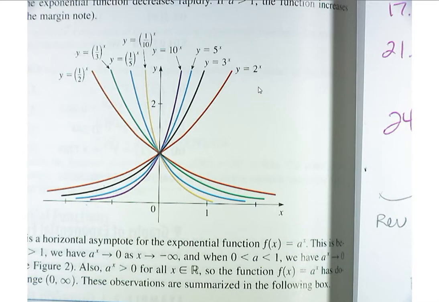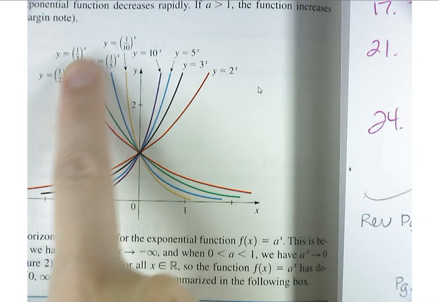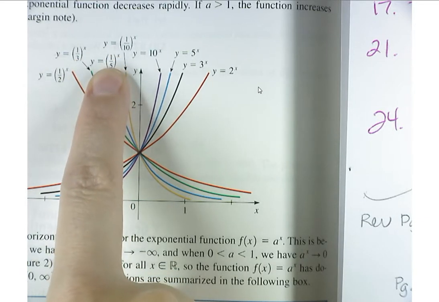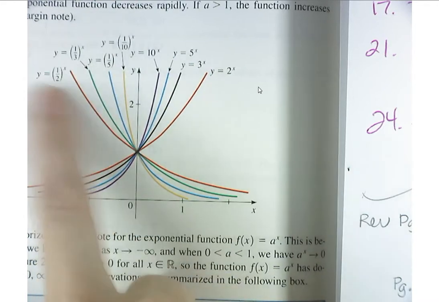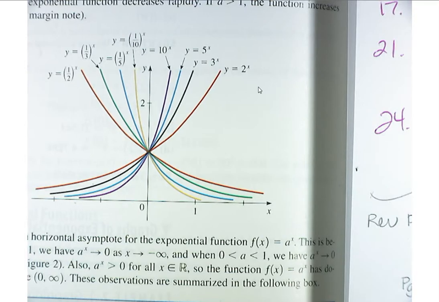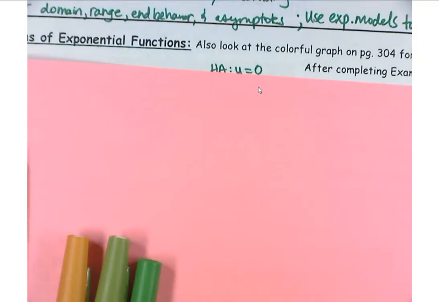Do you guys remember the differences in the equations between exponential growth and decay? If the base is greater than 1, it would be growth. What do we notice about all of these equations? They're less than 1. They're also greater than 0. That is how we determine growth and decay, and we're going to write that down in our notes today. You remember doing exponential functions in Algebra 2?